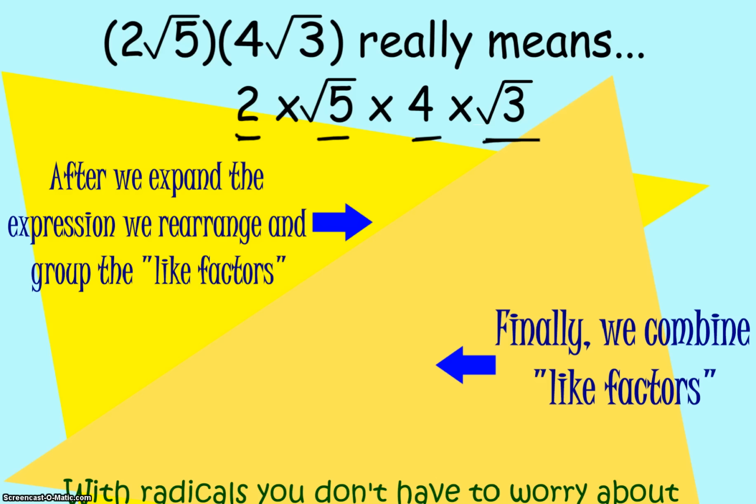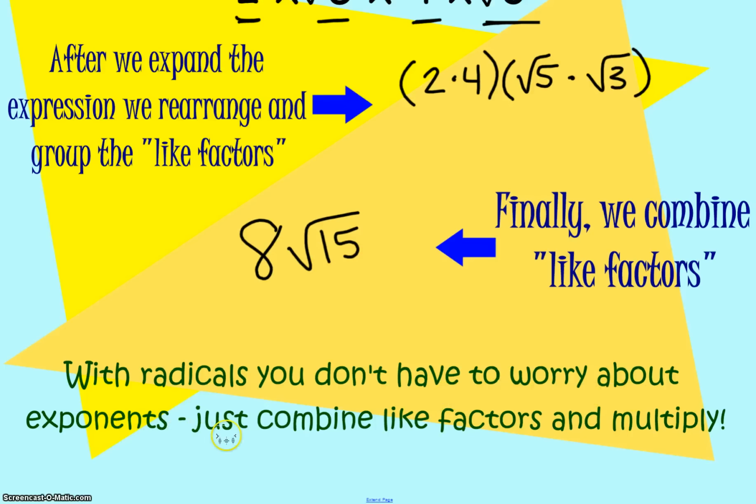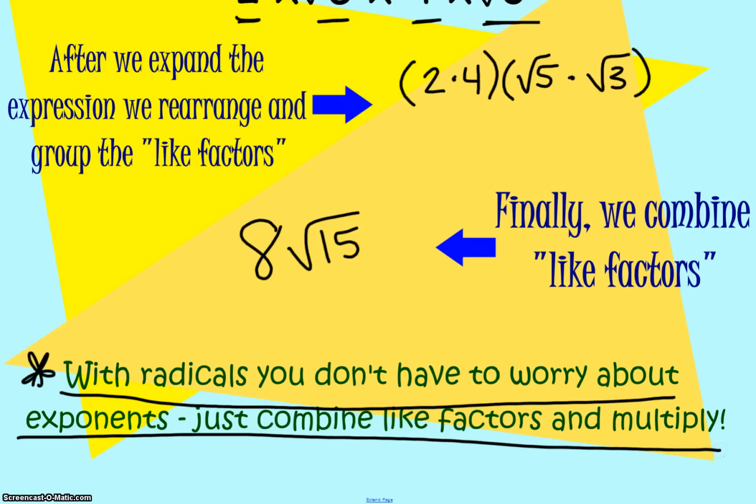After we expand the expression, rearrange and group like factors. So 2 times 4 times square root of 5 times square root of 3. Finally, we combine like terms, and we would get 8 square root of 15. With radicals, you don't have to worry about exponents. Just combine like factors and multiply. This is the thing you need to remember about multiplying radicals. So make sure you write that down.